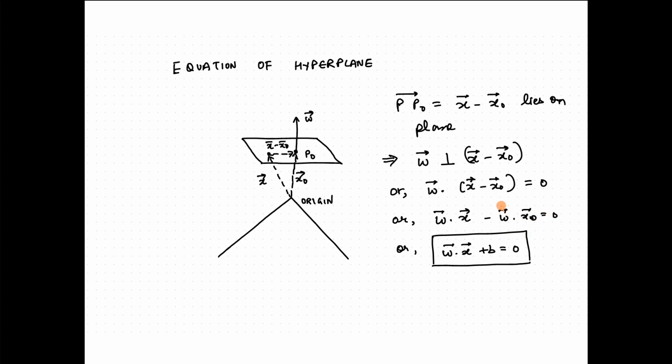Now x naught is a known quantity, right? So we just rewrite this entire expression to create the equation of a hyperplane, which is W dot x plus b equal to 0. Now you can of course vary the dimensionality of x to confirm this equation of a hyperplane. You could keep it one dimensional and you'll get wx plus b equal to 0. You can keep it two dimensional, w1 x1 plus w2 x2 plus b equal to 0. So you can keep varying that and you can get a sense of the equation of the hyperplane.